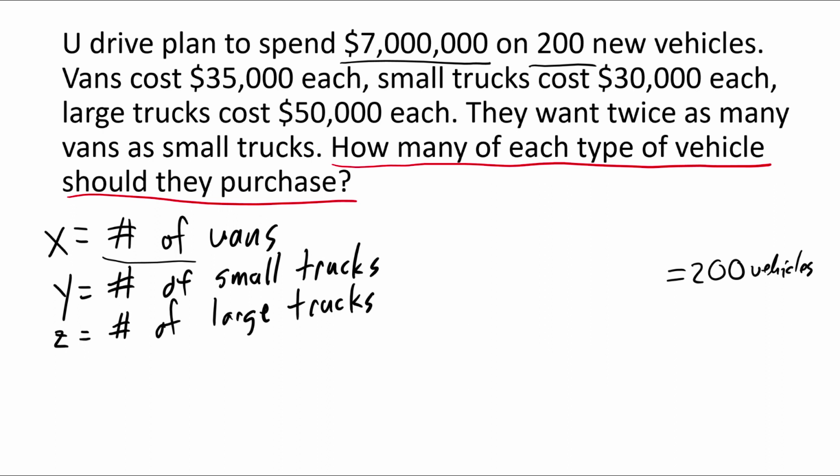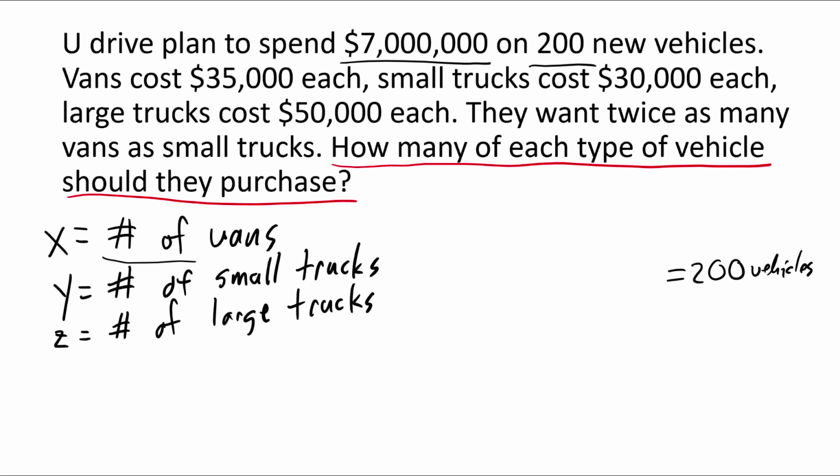Okay, so we're going to write our units because it's important. If we have number of vehicles on the right-hand side of our equation, then on the left-hand side of our equation also needs to be number of vehicles. In this case, the 200 new vehicles is made up of vans, small trucks, and large trucks. So the number of vans plus the number of small trucks plus the number of large trucks needs to equal the total number of vehicles, 200.